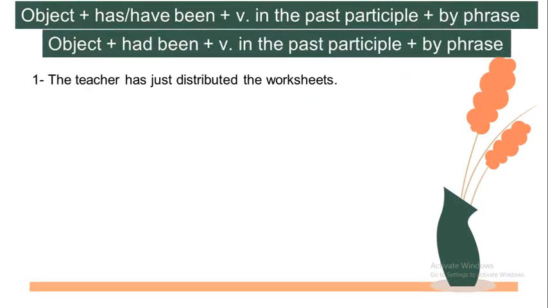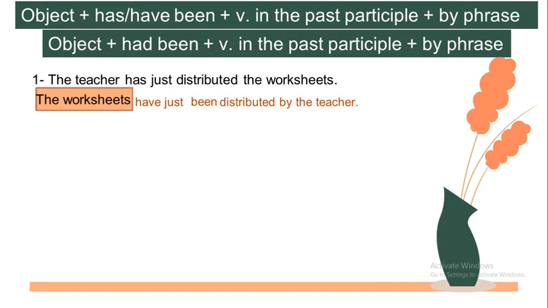Number 1. The teacher has just distributed the worksheets. The teacher has just distributed. The verb is in the present perfect. And what has the teacher just distributed? The worksheets, the receiver of the action. Thus, we will start our sentence with it. Now we have to choose whether we use has been or have been. The worksheets is plural. Thus, we'll use have been. And we will include the word just between them. So it will be the worksheets have just been. And the past participle of the verb, which is distributed by the teacher.